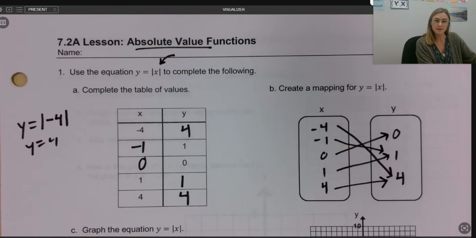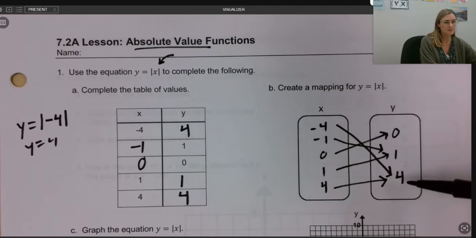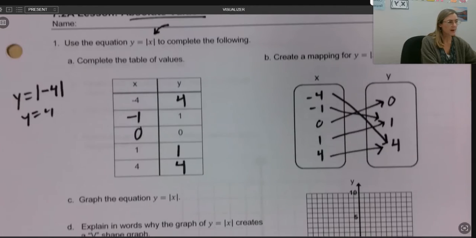So this is still a function because each input only has one arrow corresponding to it, so each input only has one output. Okay, now we're going to graph.